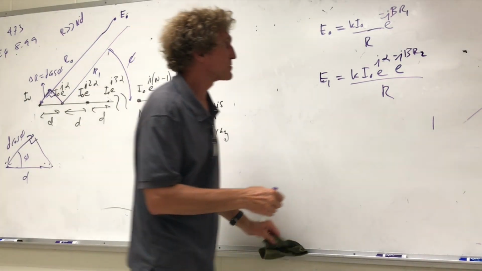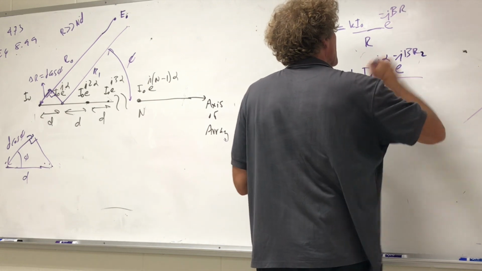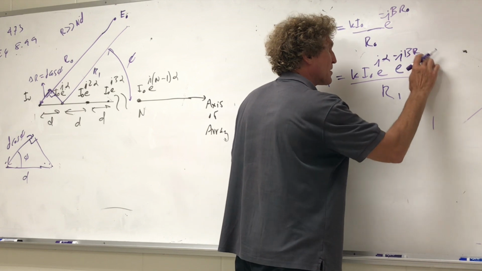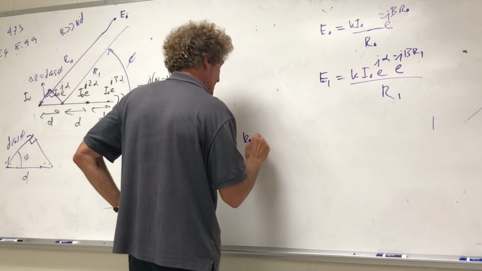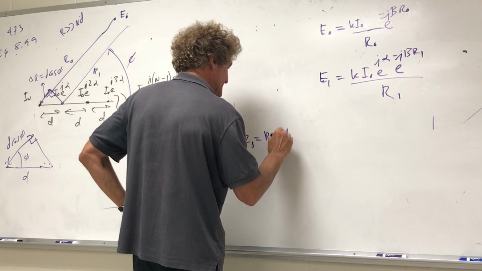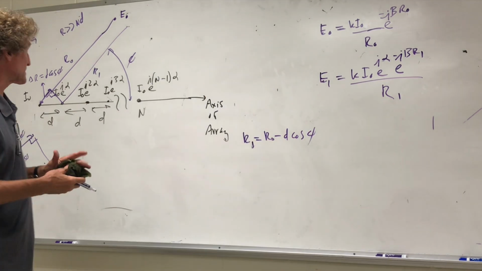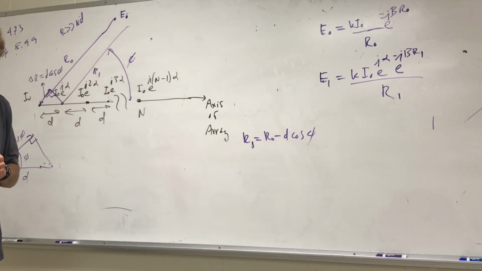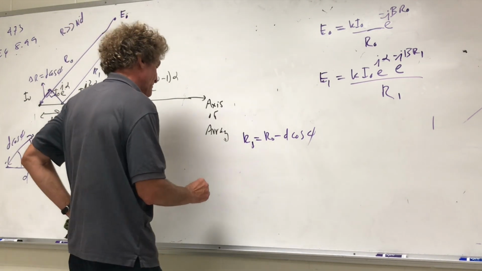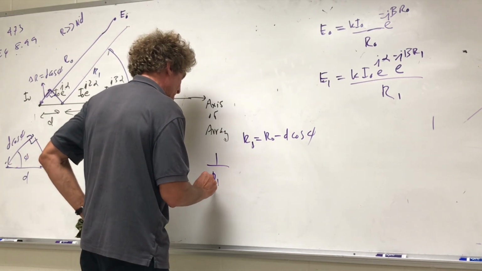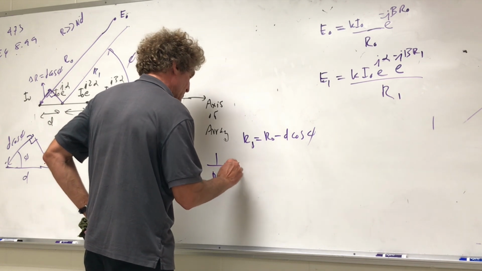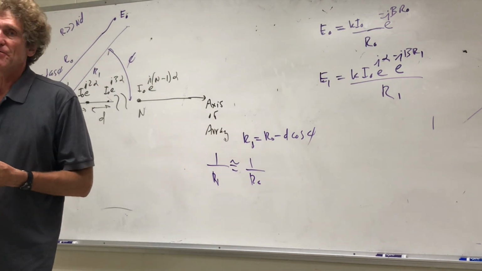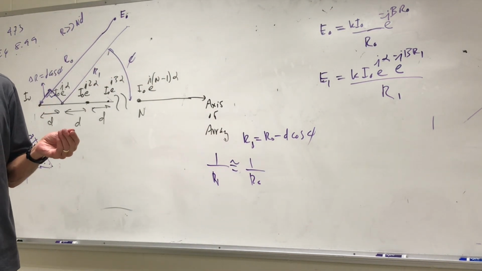I call this one R0. Let me call this R0, and this would be R1. Sorry. When I look at R1, it would be R0 minus D cosine of phi. This distance here is the same as this distance, only I have to subtract off the D cosine of phi. With me? Now, if I look at this, 1 over R1 is about equal to 1 over R0. In magnitude, the D cosine phi is insignificant because R is so far away.